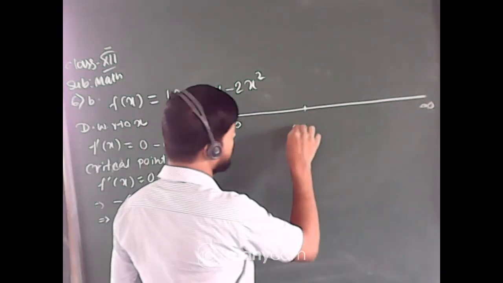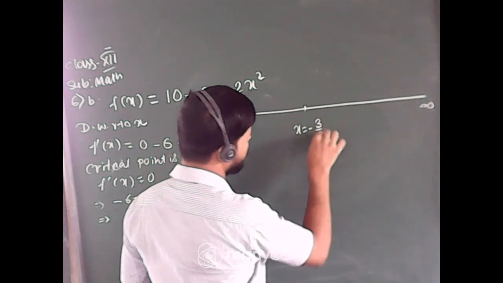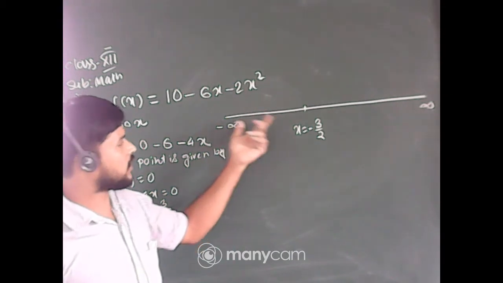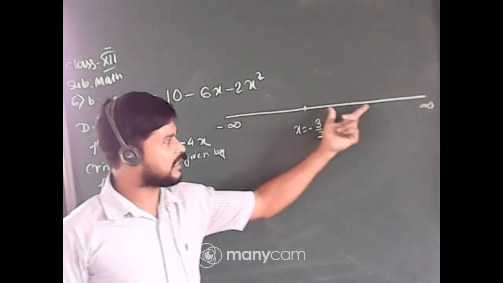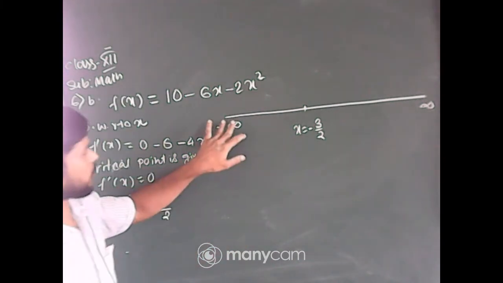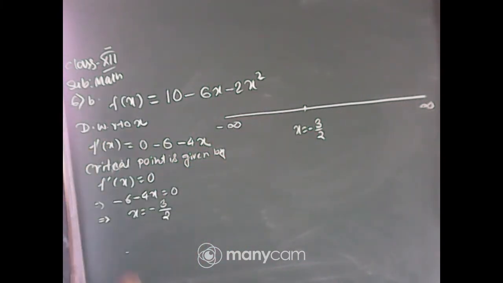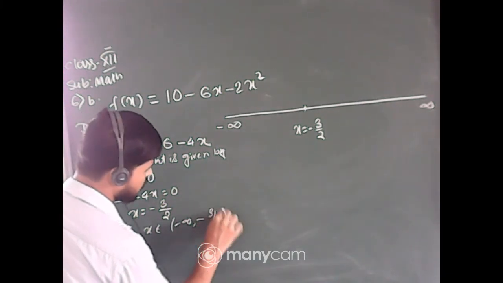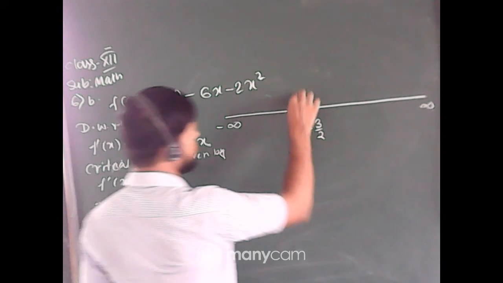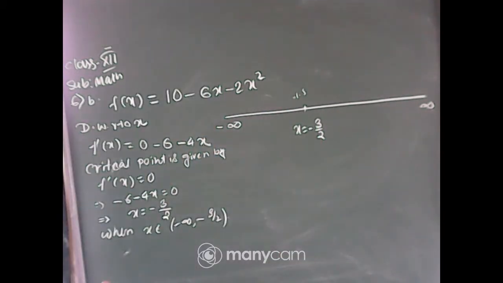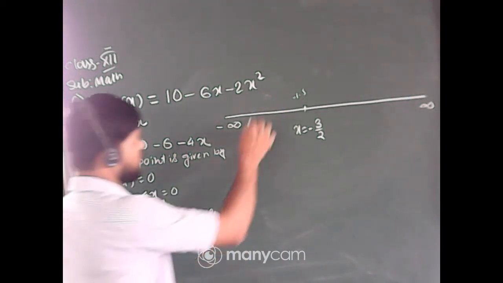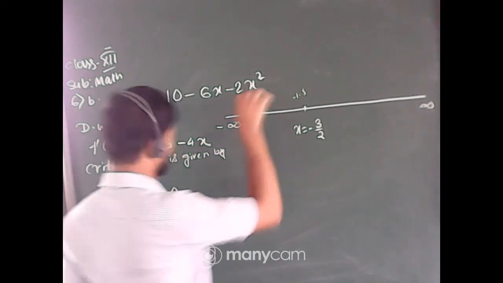So let this be our x is equal to minus 3 by 2. Now we have to check whether the function is increasing or decreasing in this subinterval and in this subinterval. So we'll check first the interval minus infinity to minus 3 by 2. So when x belongs to minus infinity to minus 3 by 2, minus 3 by 2 means 1.5, it's minus 1.5. So take any point lying between minus infinity to minus 1.5. Let us consider it's minus 4, suppose minus 4.